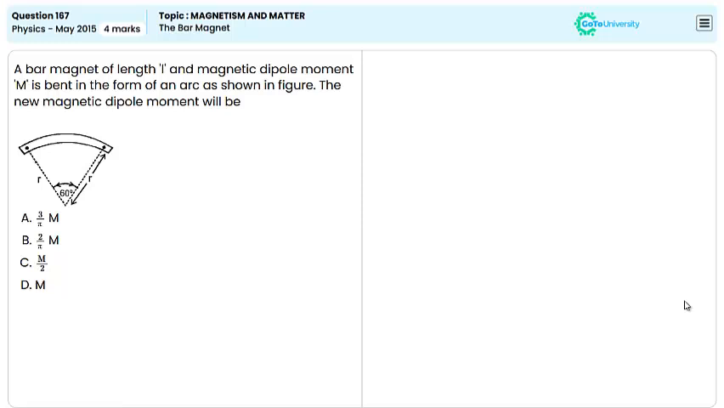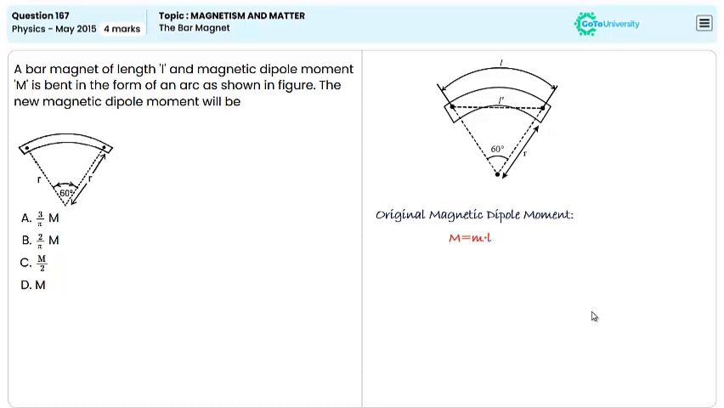A bar magnet of length L and magnetic dipole moment M is bent in the form of an arc as shown in the figure. What will be the new magnetic dipole moment? We are given the original magnetic dipole moment, which is nothing but capital M of a bar magnet, and it is defined as M is equal to m into L, where small m is the pole strength and L is the length of the bar magnet.